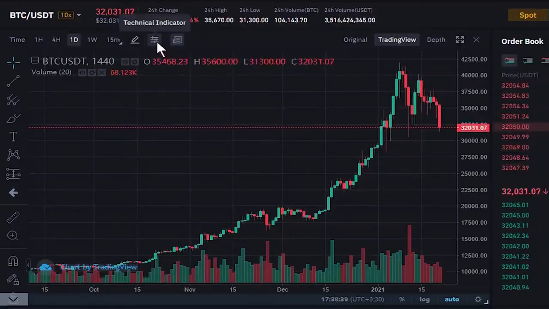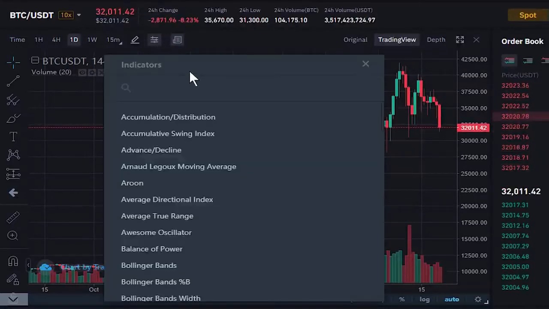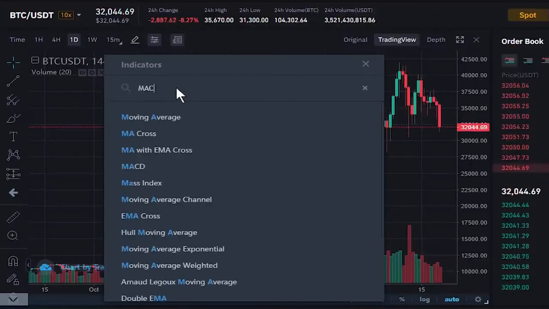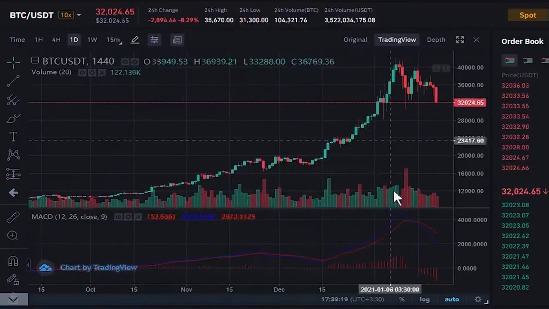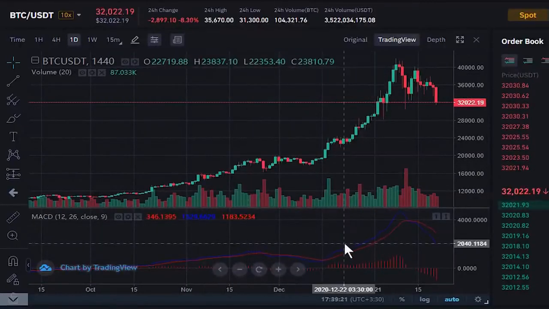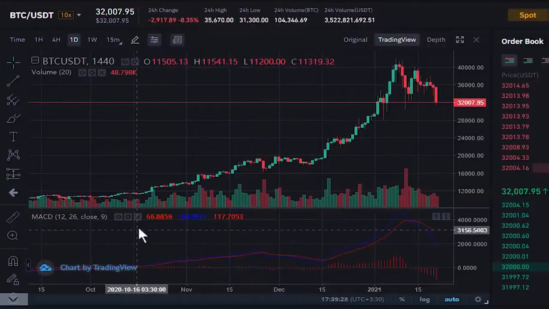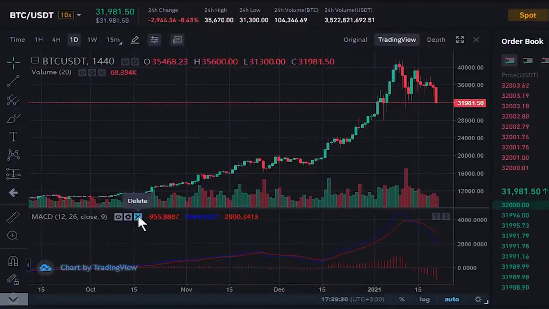By clicking this button, you can add other market information like volume bars, which is already added to this chart, or you can search your favorite indicators and add them to your chart. For example, I search MACD, and by clicking on that, as you can see, the indicator is added here, and you can close the indicator by clicking on the delete button.